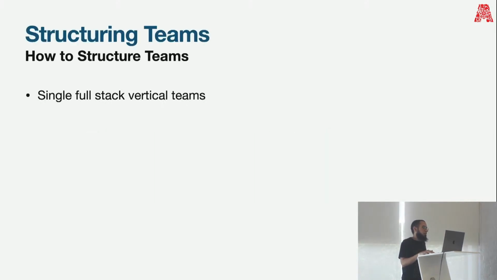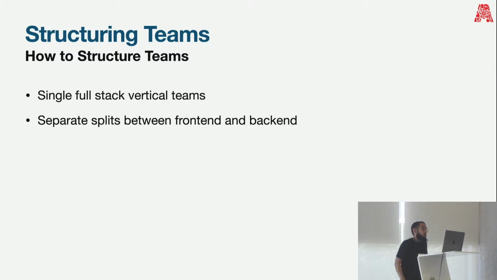Some people say, we'll have single full stack vertical teams. What I mean by that is you have a single team responsible for something like search. And that single team consists of backend engineers, front-end engineers, Android developers, iOS developers. And they all work together. They're always working on the same feature, shipping the same feature together in parallel, in tandem, and so on and so forth.